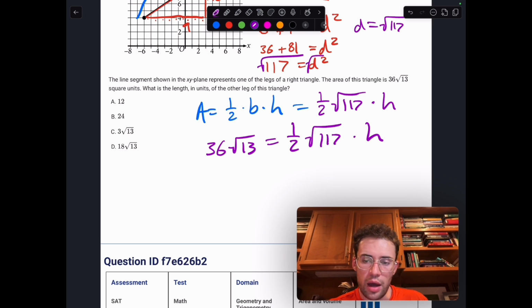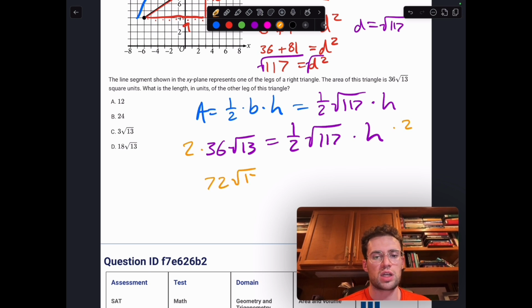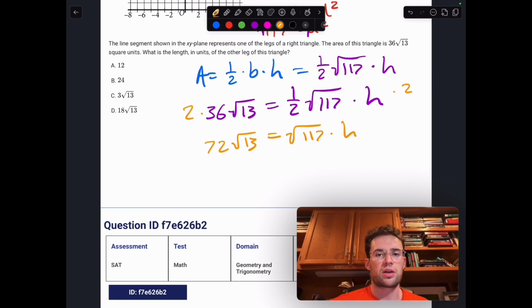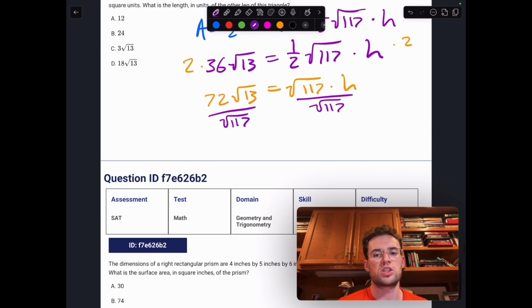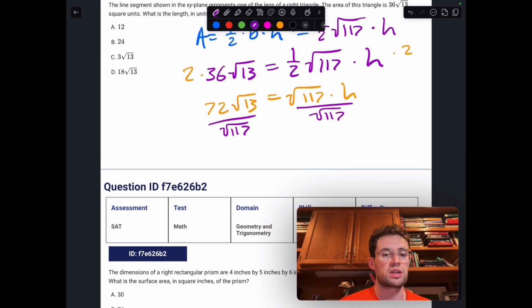Now, I'll show you first how to do it with the calculator. First we get rid of that times 1/2 by multiplying both sides by 2, which gives us 72 root 13 is equal to square root of 117 times h. And now we could just type into our calculator 72 root 13 divided by square root of 117. Make sure you have the whole denominator in parentheses: 72 times the square root of 13 divided by parentheses square root of 117. So the height is equal to 24.